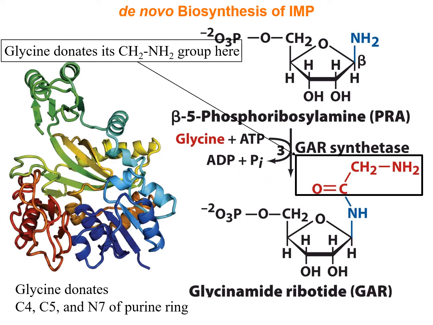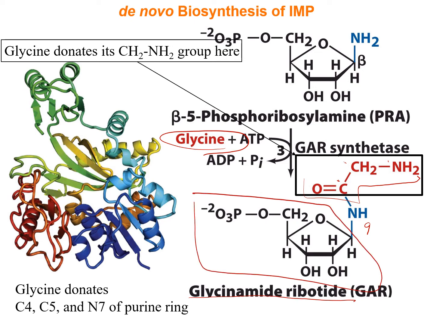Reaction 3 involves glycine. So this is nitrogen number 9 of the purine ring, and then glycine, through this enzyme GAR synthetase, is going to take PRA, beta-5-phosphoribosylamine, and convert it to GAR, glycinamide ribonucleotide. And here are the carbon atoms. It's basically this carbon atom and this nitrogen atom that will come from glycine, as we step by step make this, again, on the backbone of ribose 5-phosphate.